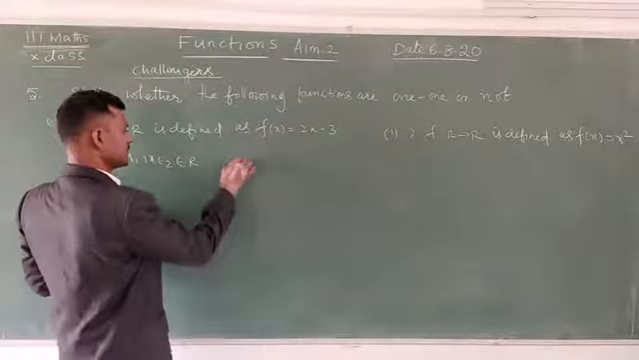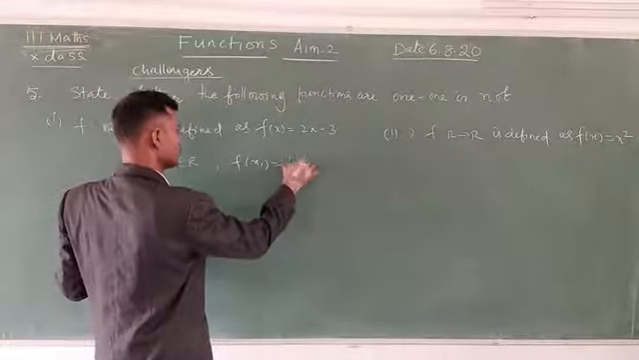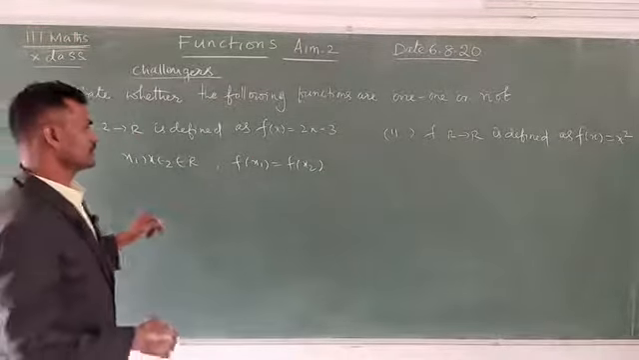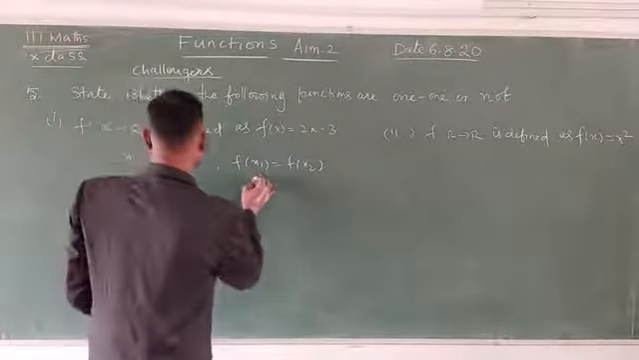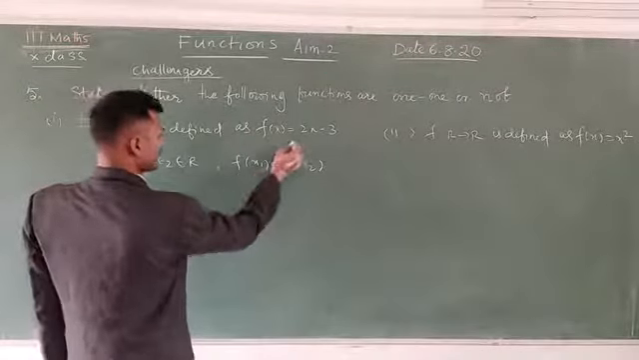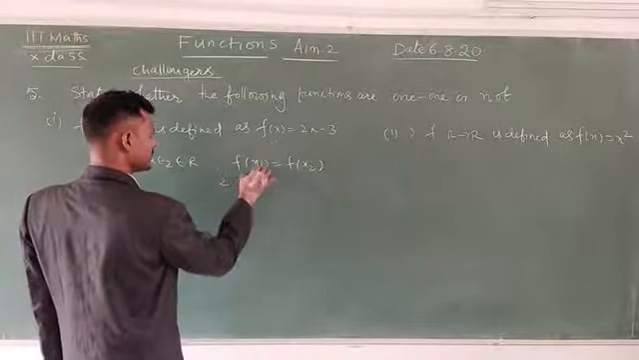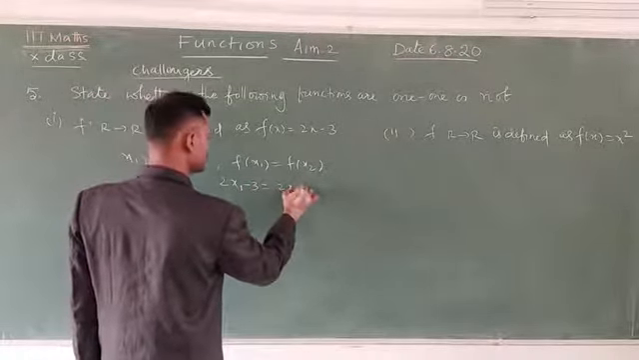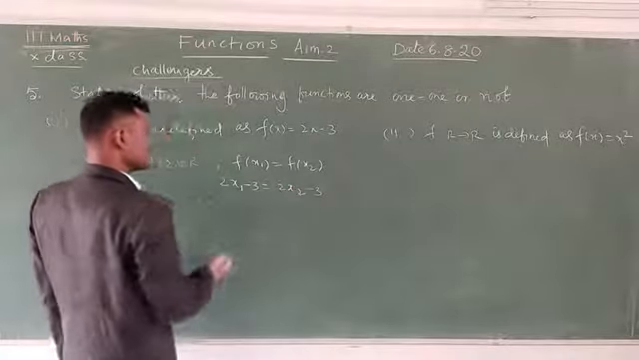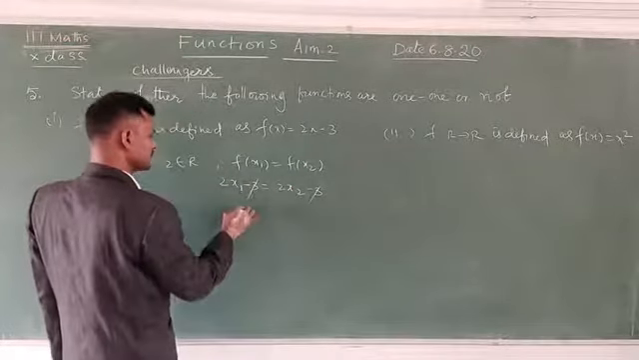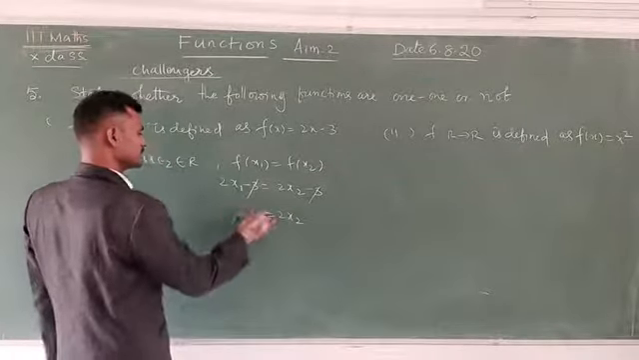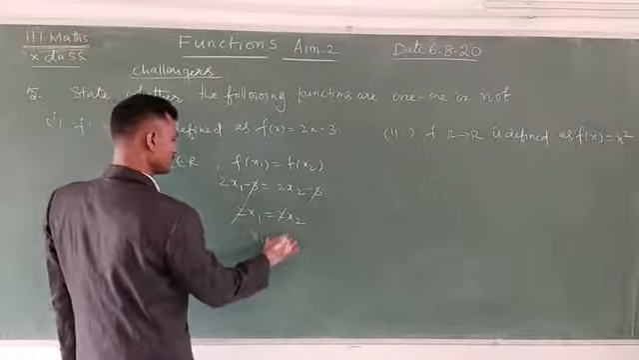Then f of x1 is equal to f of x2. f of x1 equal to f of x2 means 2x1 minus 3 is equal to 2x2 minus 3. Then 3 cancels on either side, 2x1 is equal to 2x2. Then 2 also cancels on either side, x1 is equal to x2.